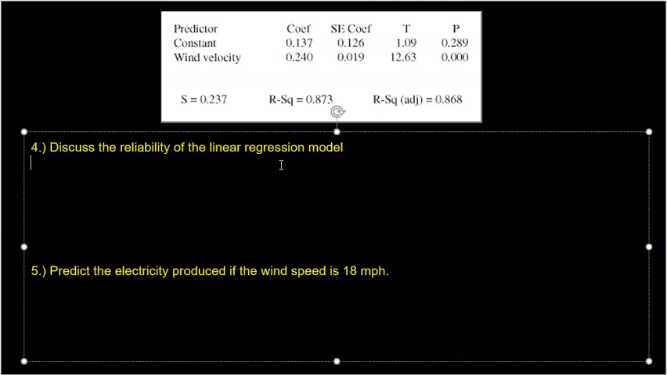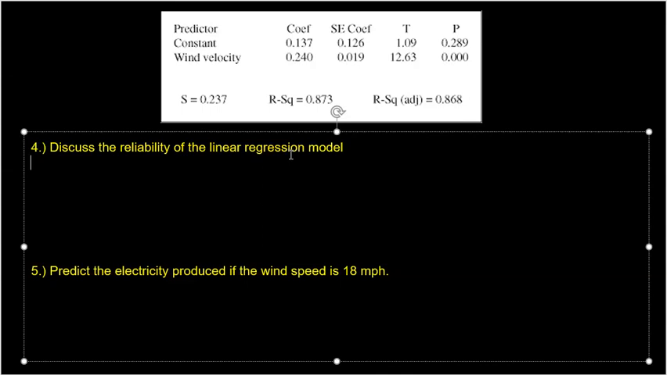All right, what else could I ask you? Well, I could ask you to discuss the reliability. So let's make sure you remember this from the video. Here we're going to look at S, the standard deviation of the residuals, and R squared. Let's start with R squared. R squared tells me how connected these two variables are. It is the percent of variation in the electricity that is explained by the variation in wind speeds.